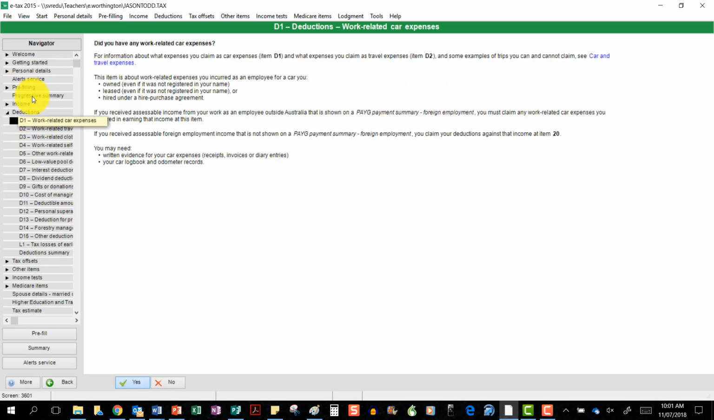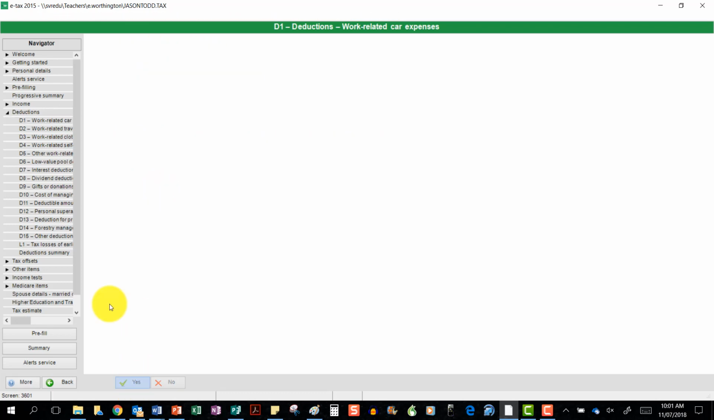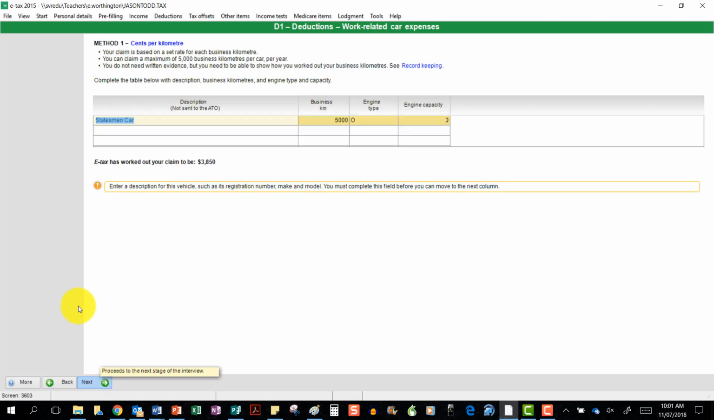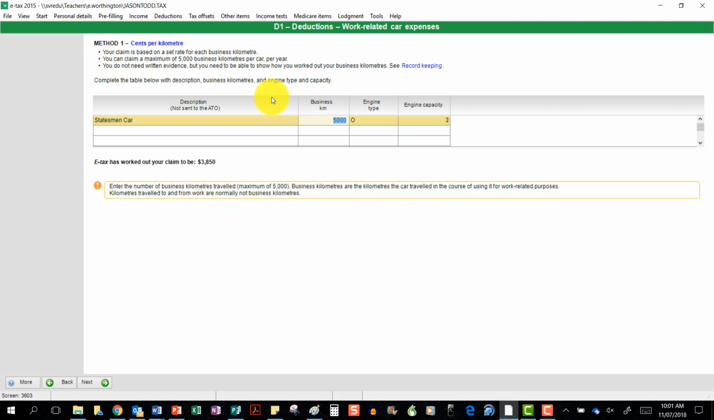So the first thing was he did have car related expenses. So they asked the question, yes he did. I need to fill in some information on that. He works out his deductions based on cents per kilometre, so ticking that one, and then putting in the type of car. The distance travelled was 5,000. Remember, he travelled further than that, but as etax tells us here, you can only claim for 5,000.